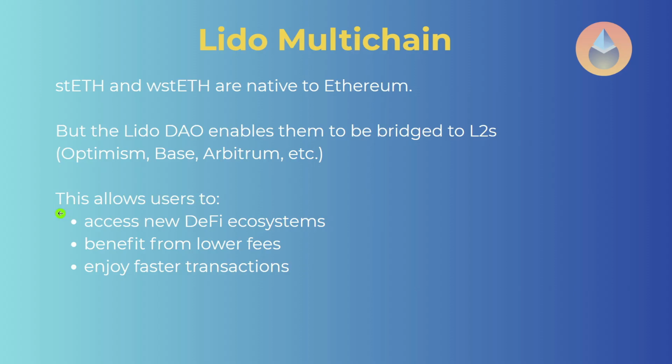And this allows users to access new DeFi ecosystems, benefit from lower fees, and enjoy faster transactions. Because of course, if I use a protocol like Aave or Uniswap on a layer 2, I can benefit from lower fees. Instead, if I use those protocols on Ethereum mainnet, fees will be higher.